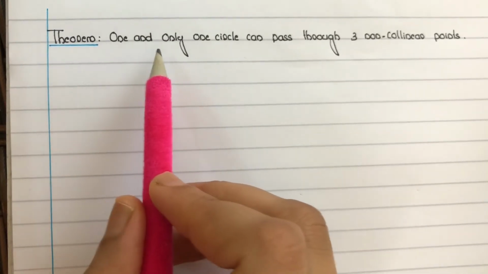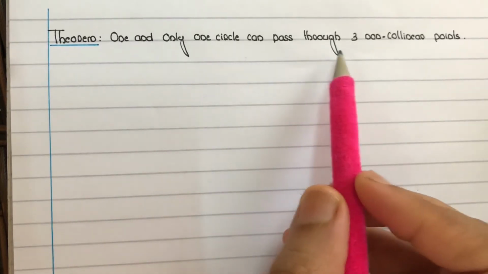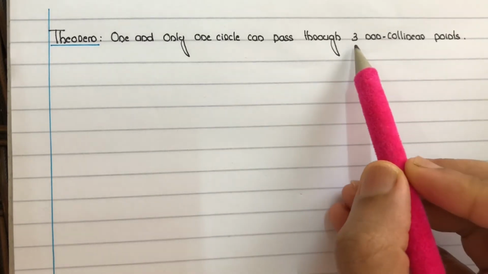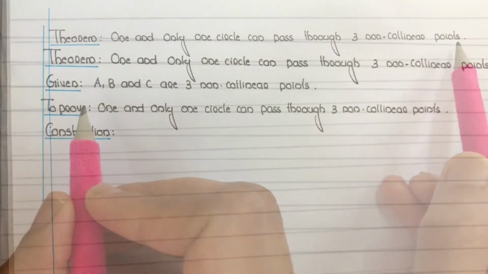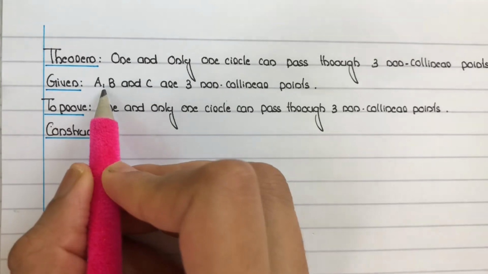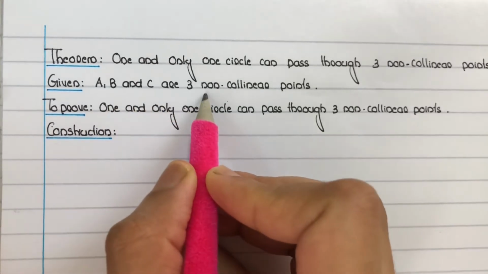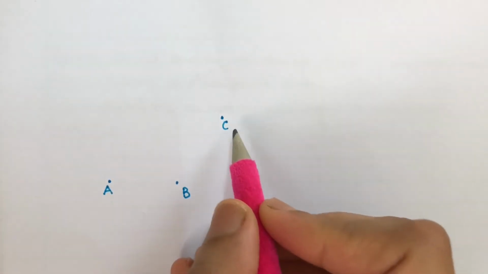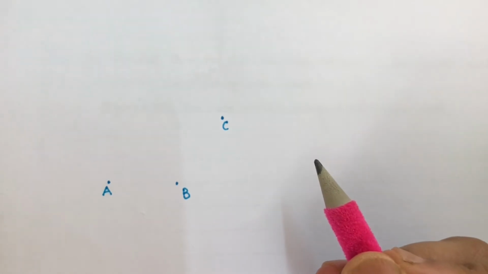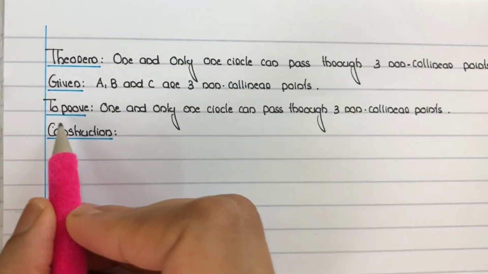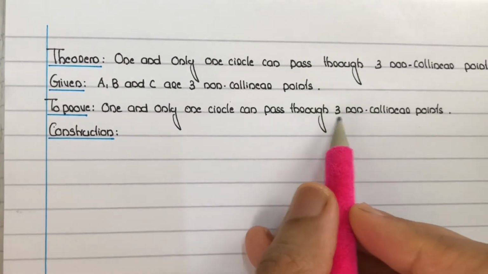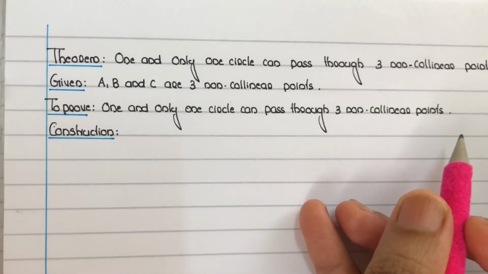The statement is one and only one circle can pass through three non-collinear points. So what is given here? Three non-collinear points. Given A, B and C are three non-collinear points. Next step, to prove: one and only one circle can pass through these three non-collinear points.